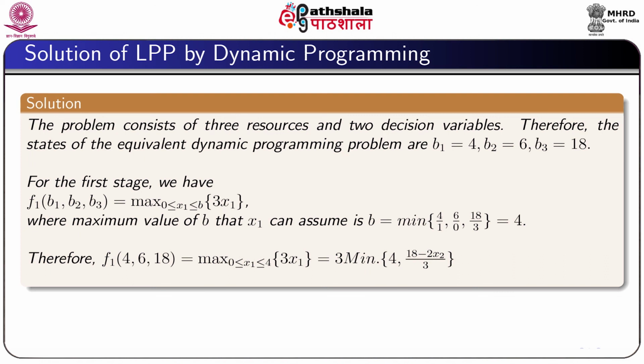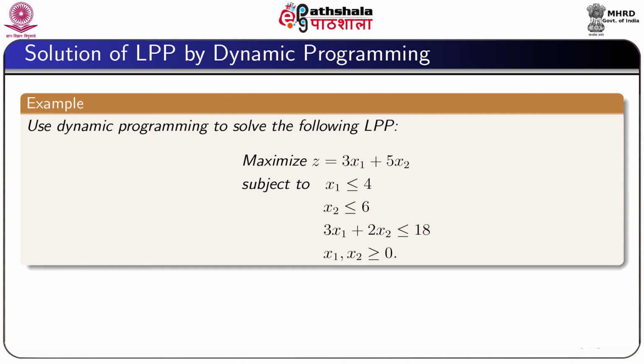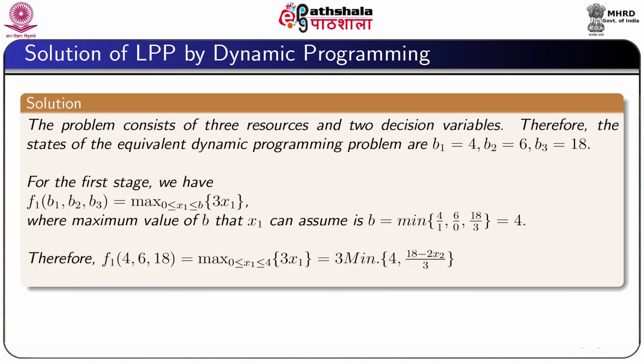Since x_1 is less than or equal to 4 from the first constraint, and from the third constraint x_1 is less than or equal to (18 minus 2x_2) by 3, we have to consider the minimum of these two. Hence, we write 3 into the minimum of 4 and (18 minus 2x_2) by 3.